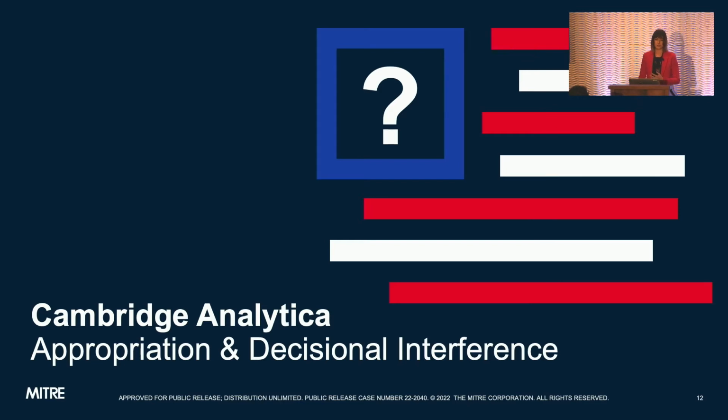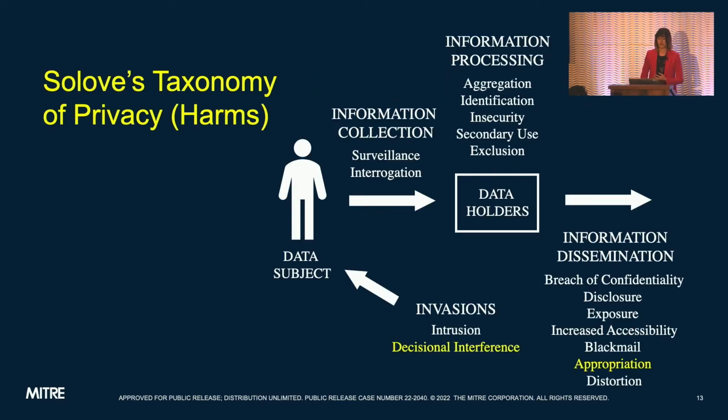Such data were also used during the election to cause chilling effects and cause people to actually not vote in the election, which is another form of decisional interference, where decisional interference is an invasive harm and appropriation is an information dissemination harm.